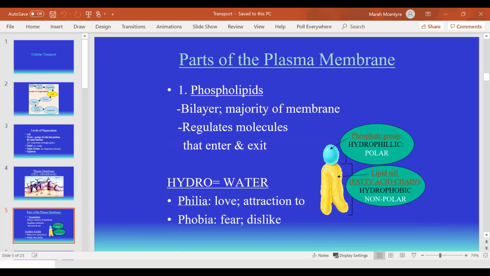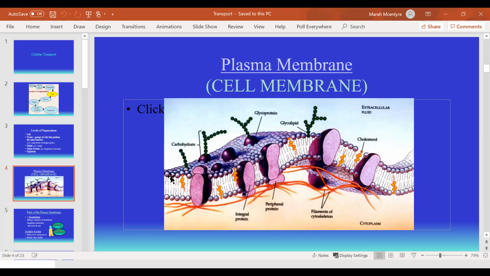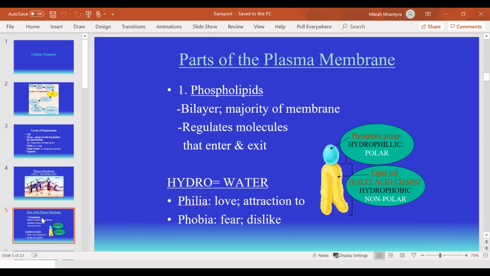Our first part is a phospholipid. Phospholipids are a bilayer, and we've talked about how bi means two. So it's a two-layer part, and it's the majority of the membrane. So when we look back at our picture here, all these little purple heads and these little tails, all the way across are phospholipids, so the majority of the membrane. And this is going to regulate molecules that enter and exit the cell. So this is going to kind of say like, you can come through easy, you can't, you get to leave, all that kind of stuff.